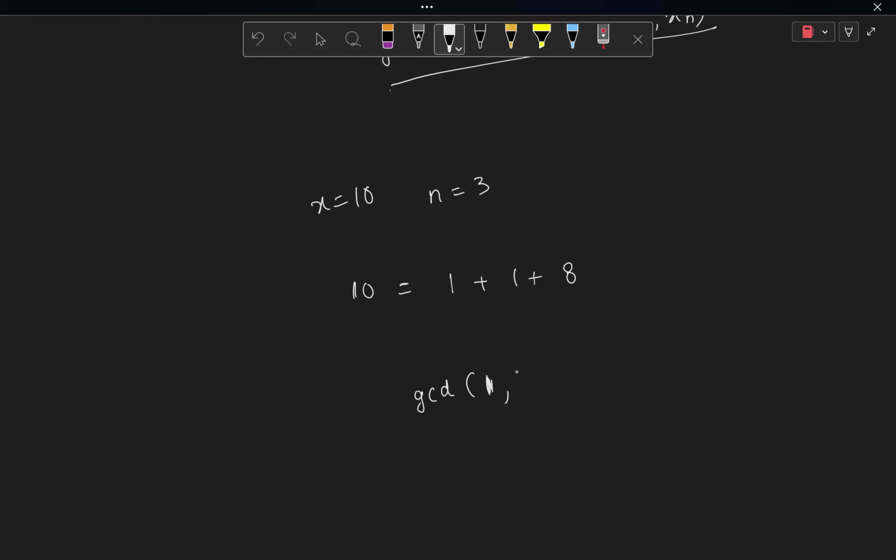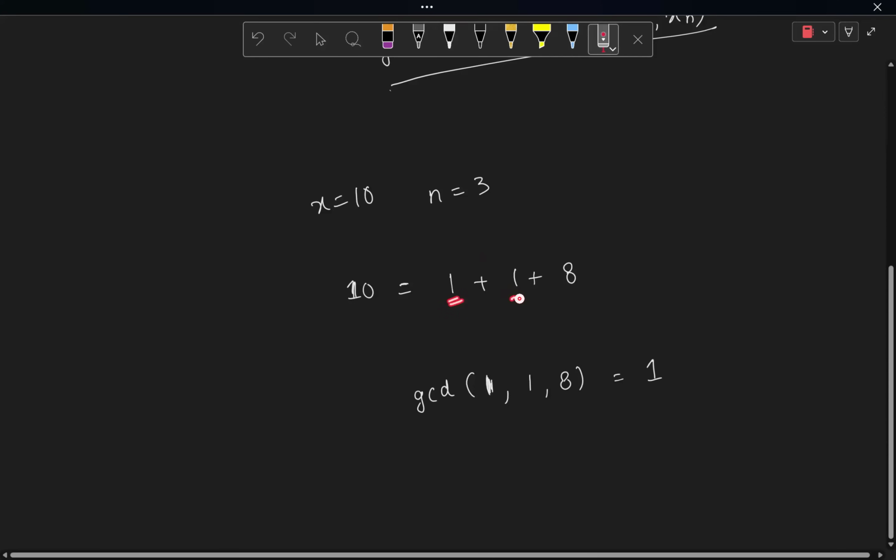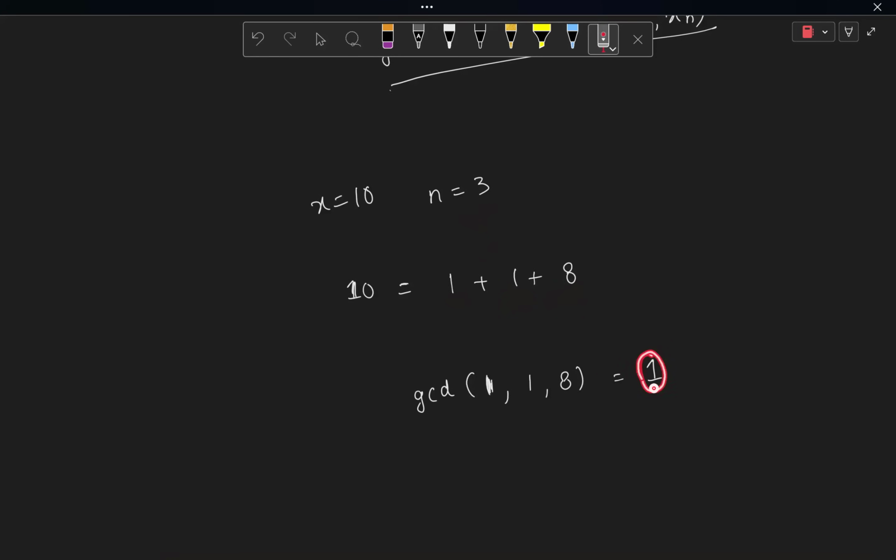Guys, please write in chat. What would be the GCD of these three numbers? It would be 1, right? This is what we could do. Now we have to decide how we should choose these three numbers, and we want to maximize this value. Whatever maximum value we can get would be our answer as well.